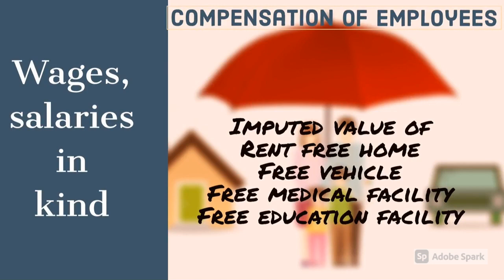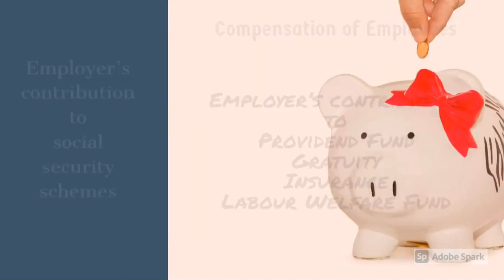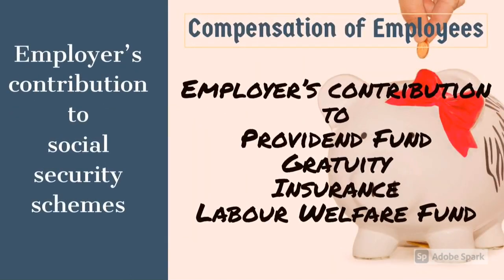But remember, if the facility provided by the employer is necessary for work and is to be used for work only, like uniforms or vehicles for work use, they would not be COE. They would be intermediate consumption of the firm. This part of COE includes contributions made by the employer for the social security of the employees, like a contribution to provident fund, gratuity, or maybe an insurance.